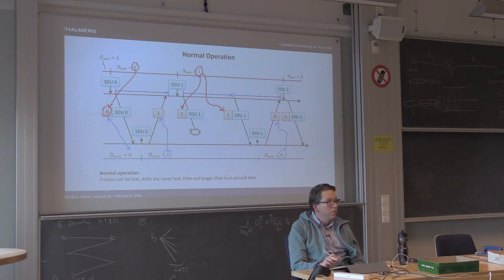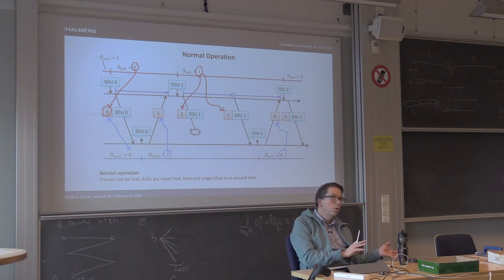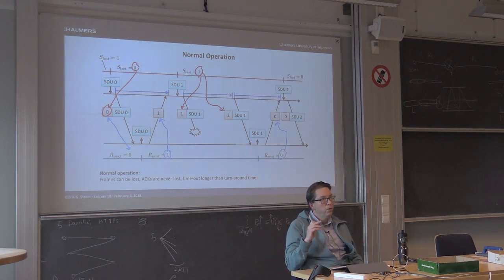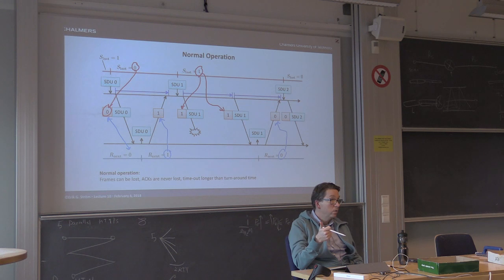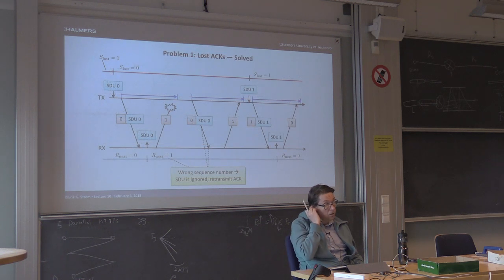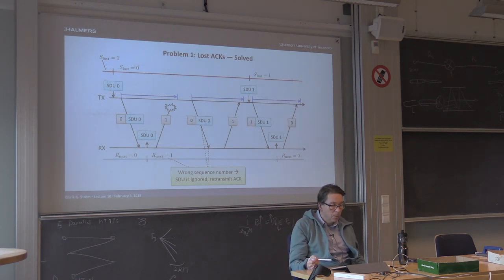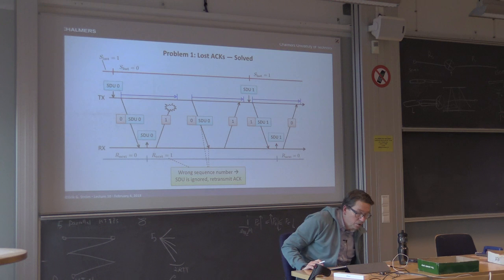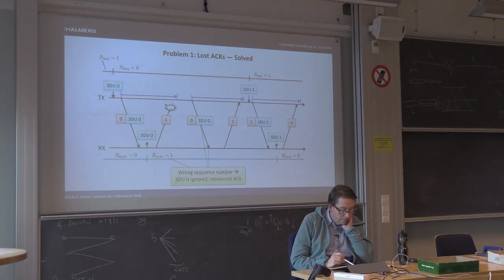So now this was a normal operation, but this worked already previously, right? So let's see now what's going to happen when we lose X. That was one problem. Remember, when we lose X, we got duplicates. And then we will see what happens when we have too short of a timeout, which leads to both duplicates and lost frames. Okay, lost X. So this is solved now.